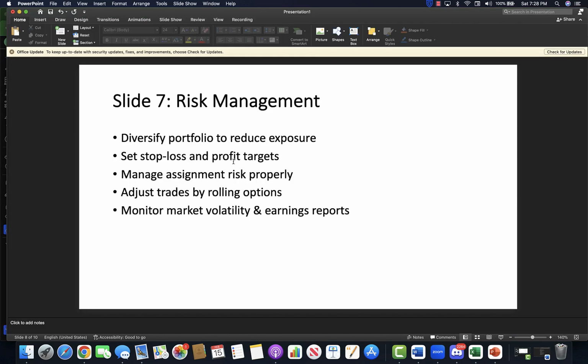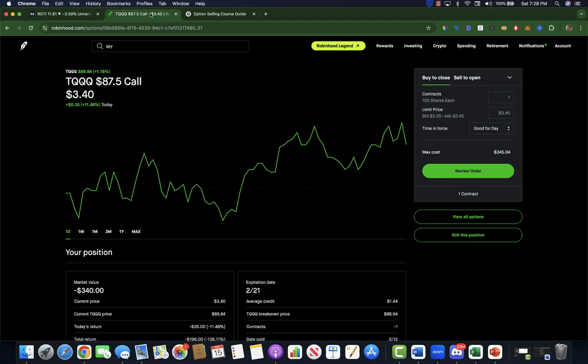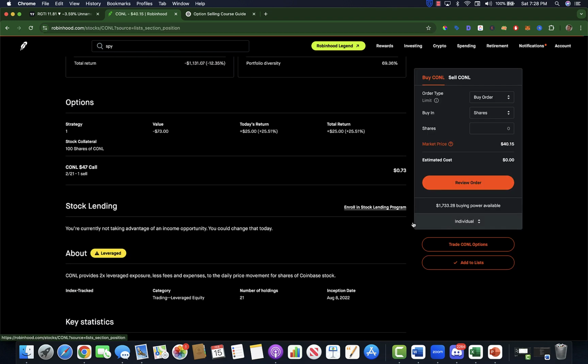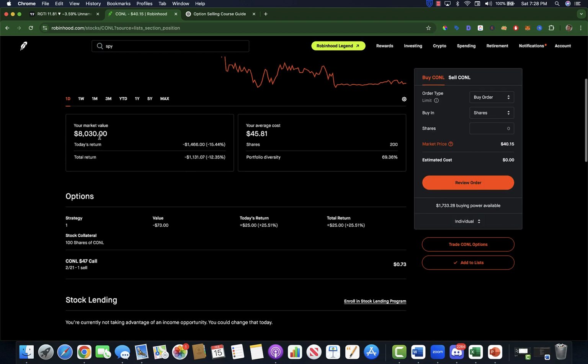So slide number 7, this is very important: risk management. I'm not the best at this, and I'll be the first to admit it. Generally speaking, this Connell 200 shares is a little bit much for this account size of $8,000.